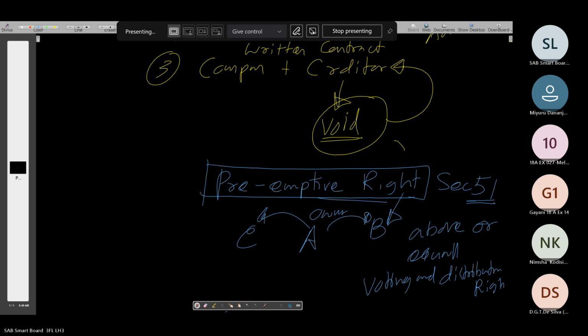Same concept, but the wordings are mentioned like that: voting and distribution equal and above, then the first choice to be given to the existing shareholders in order to regulate the voting and distribution rights of the existing shareholders. The priority is to be given to the existing shareholders. It is recognized here, in section 50, with regard to the capital.